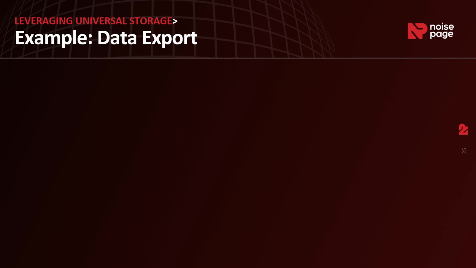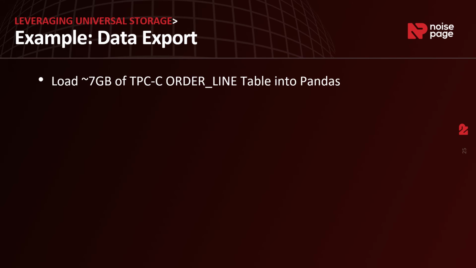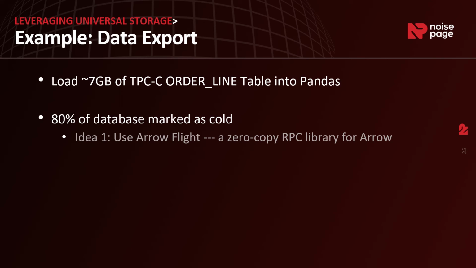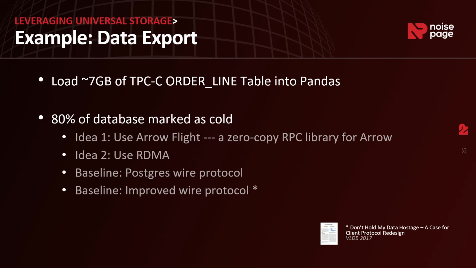We ran an experiment for this use case, loading about 7 gigabytes worth of TPC-C data directly into pandas. For this experiment, we marked 80% of the database as cold and fully transformed. For the cold portion of the database, there are a couple of things we can do here. One, we can leverage the Arrow ecosystem and use their zero-copy RPC library to send the data. Or two, because we're just doing raw byte copy, use RDMA to quickly send the data. We compare these against two baselines. One is sending data over the Postgres wire protocol, and the other is sending it with an improved wire protocol proposed by this paper. We implement both protocols on top of NoisePage according to their specification.